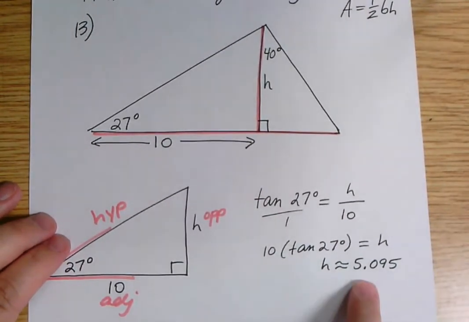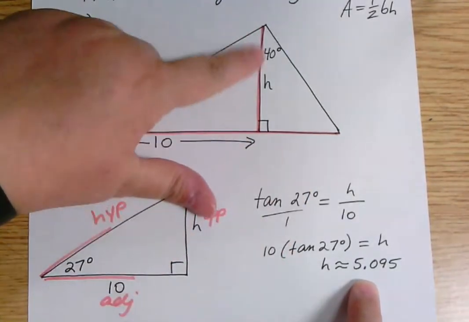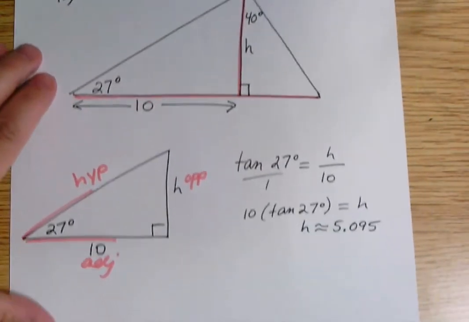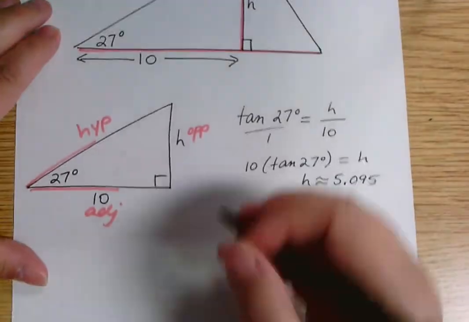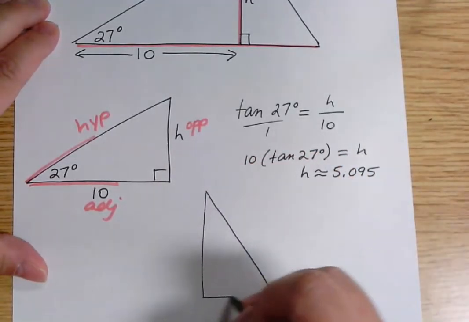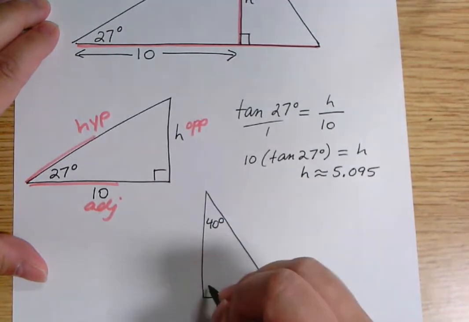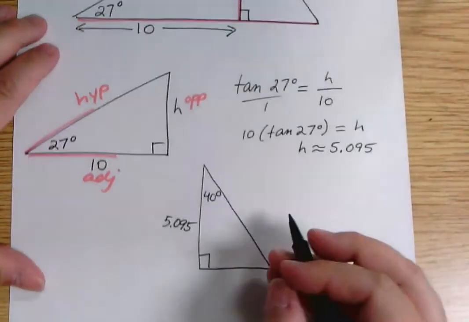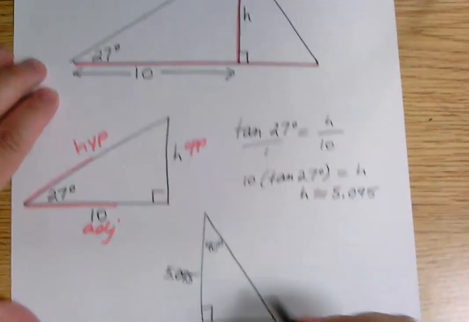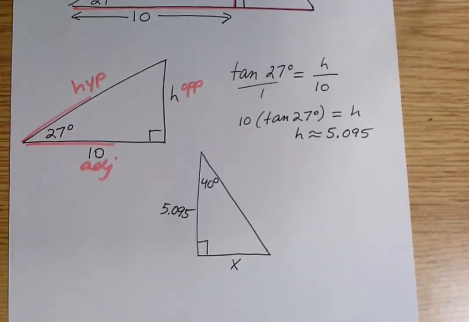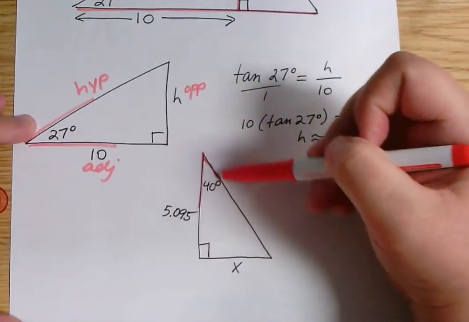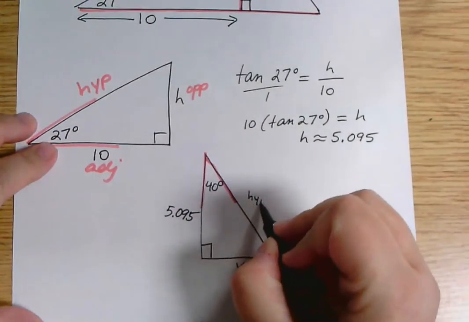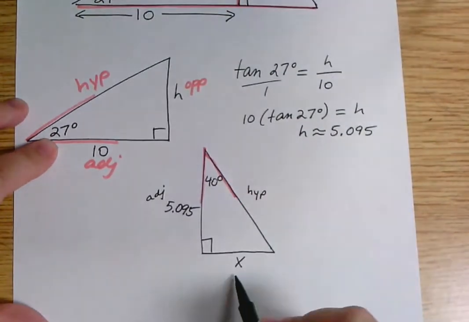So now I have to use that to find this part. That's this length here. Now I'll use it on that triangle. We're no longer worried about the left triangle, just the one on the right. So I'm going to redraw that triangle. I have the 40 at the top. We know that h is 5.095, and we're trying to find this part right here. Let's call it x. For the angle we are working with, which is the 40, those are the two sides of the angle. This one is the hypotenuse, which makes this one the adjacent. And this is the opposite.